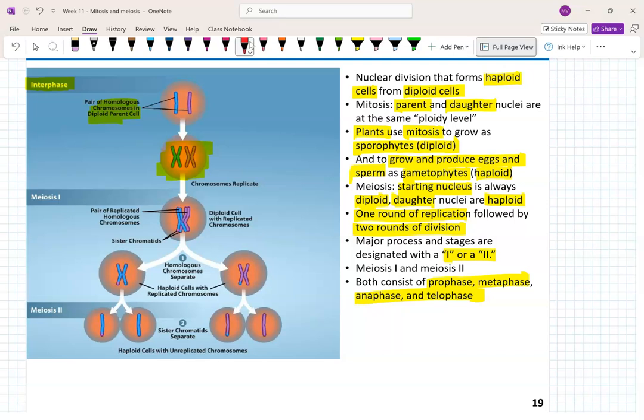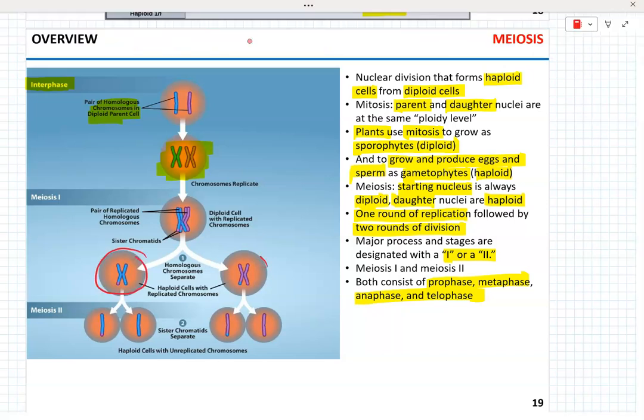And then the homologous chromosomes are separated, and each of these chromosomes is then further separated. The chromatids are separated, forming 4 cells, each with a single chromosome.